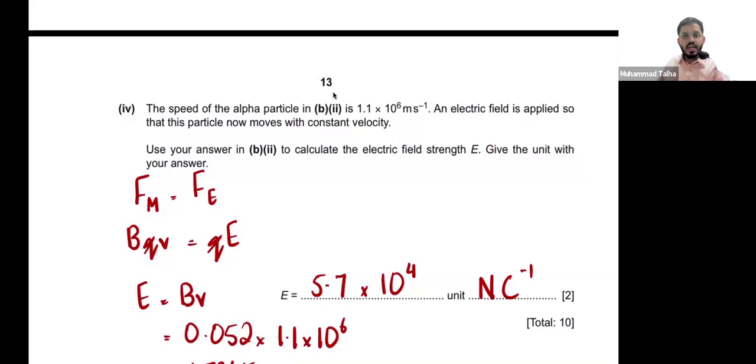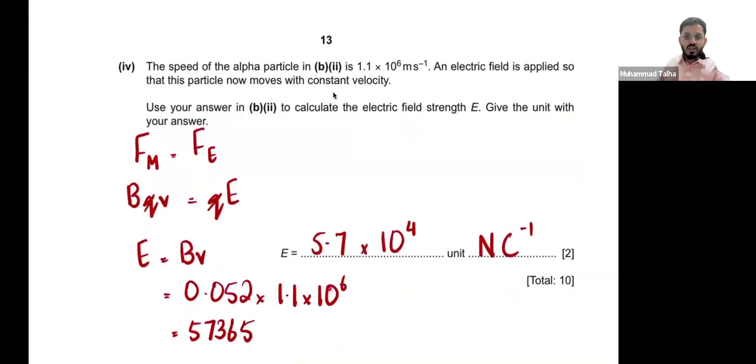And if you haven't recognized this yet, this is a question on velocity selectors, right? So E equals BV. You know B from a previous part, V is given, you just multiply them. Unit could be Newton per Coulomb, could be volts per meter, whatever you like. This is the answer you get.